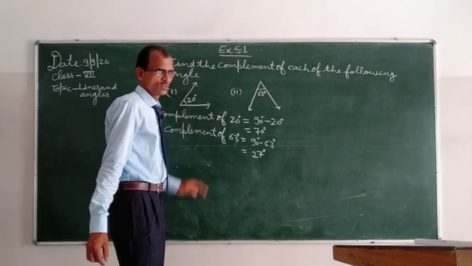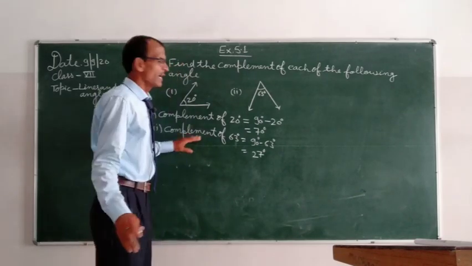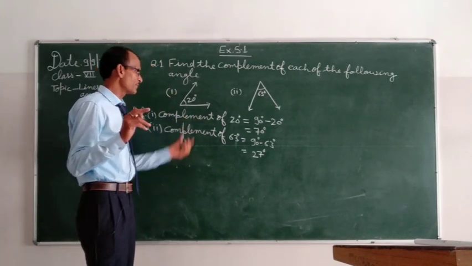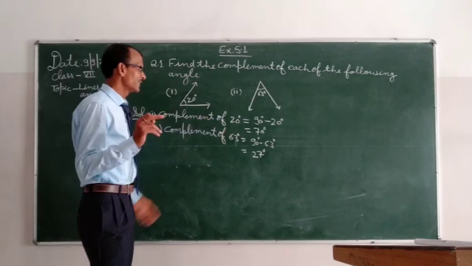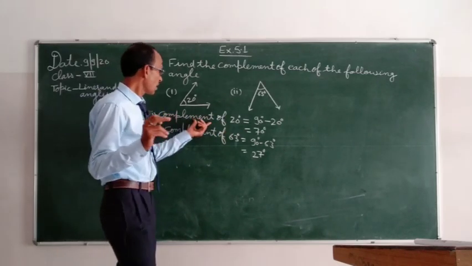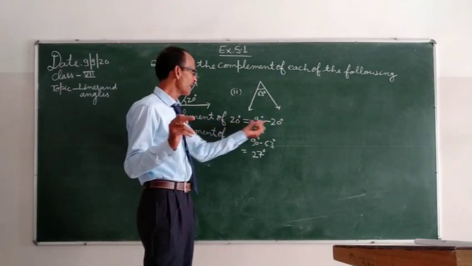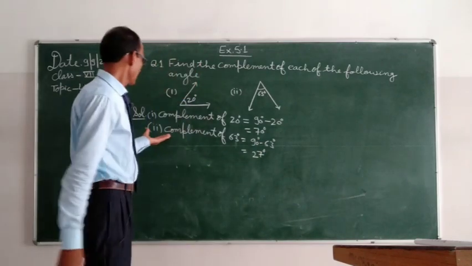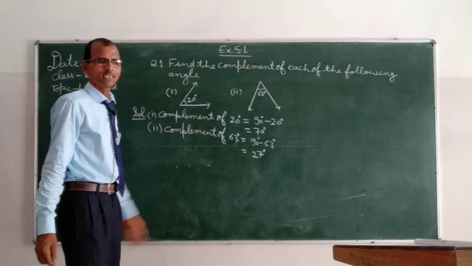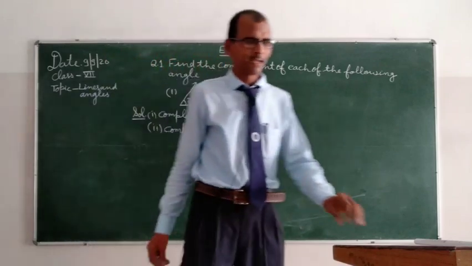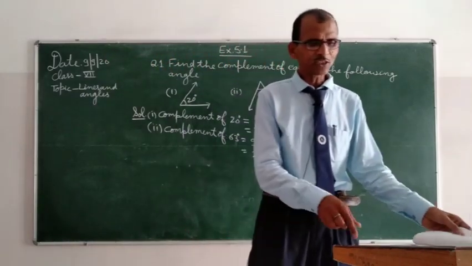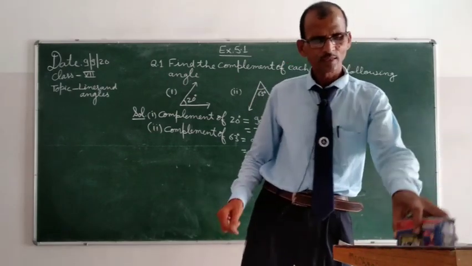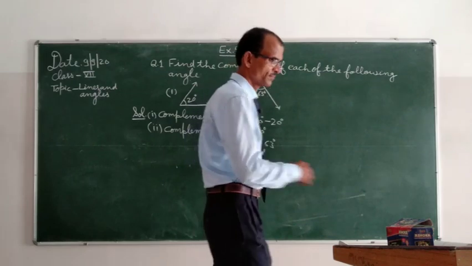Understood? Once again you see, to get the complement of a given angle, we subtract the given angle from 90 degree. So, we subtract the given angle 20 degree from 90, that is 70 degree. Same way, we find the complement of 63 degree. Now, see the next question.